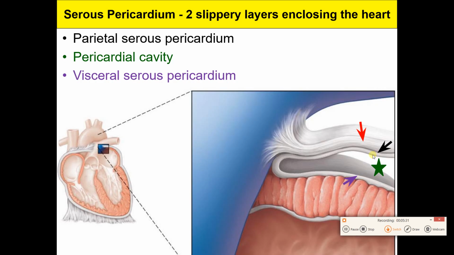This is the parietal serous pericardium. Think about the word parietal as meaning outer. This is my visceral serous pericardium. Visceral, think about that as meaning inner.